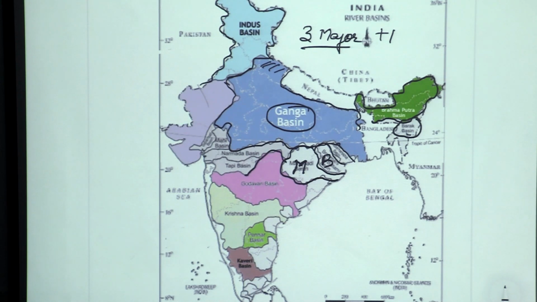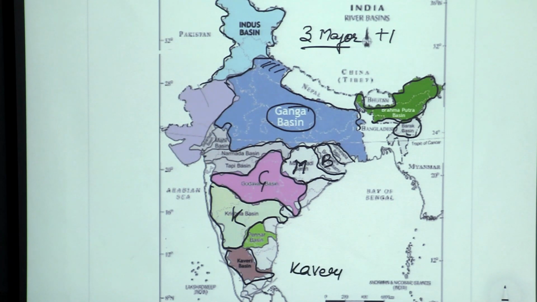Here it will be Godavari Basin. This is Krishna Basin. This is Kaveri Basin. This is Peneru Basin. Comparatively smaller ones now, Tapi, Narmada, Mahi, and right here, smaller one, Sabarmati.